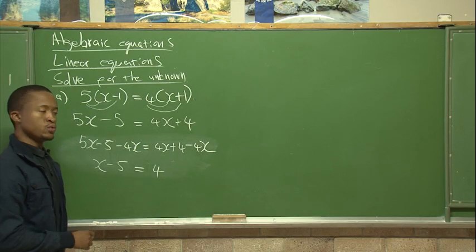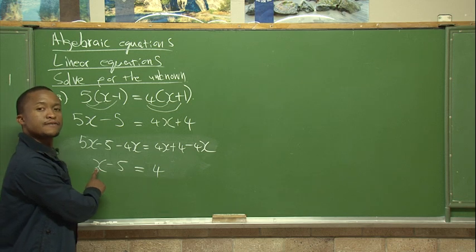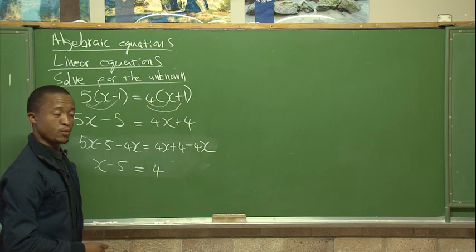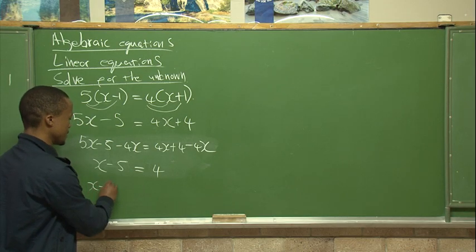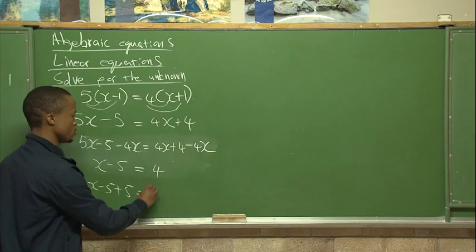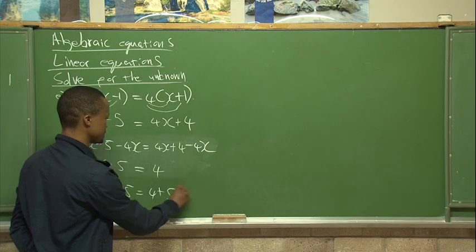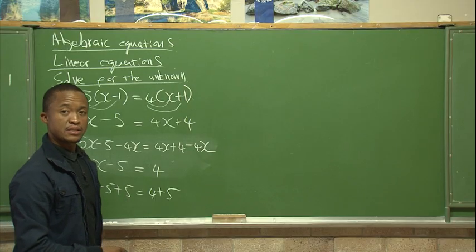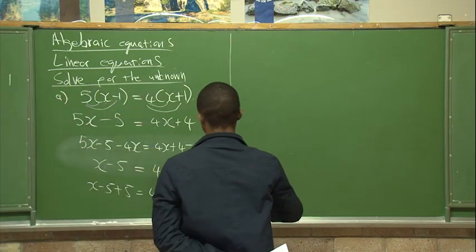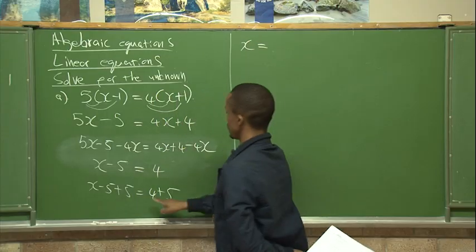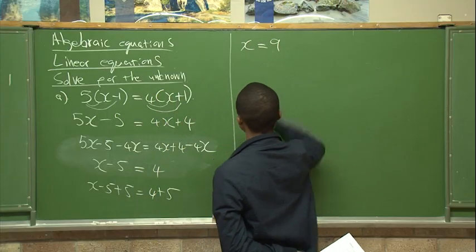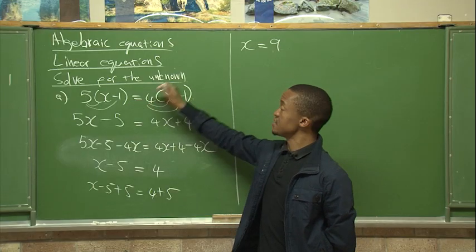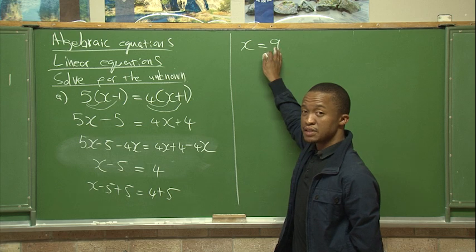What then do we need to do? Well, in order for us to isolate x, we need to add the additive inverse of negative 5 on both sides of the equation. So we'll have x minus 5 plus 5 is equal to 4 plus 5. Negative 5 plus 5 will get us 0. So we'll be left with x is equal to 4 plus 5, which gives us 9. So in other words, for the equation to be true, the value of x must be positive 9.